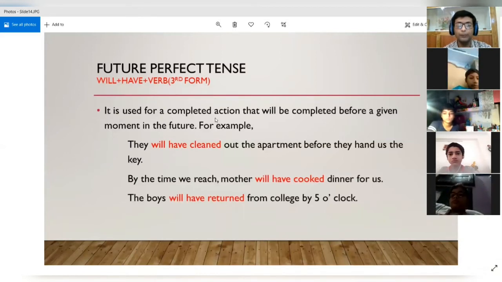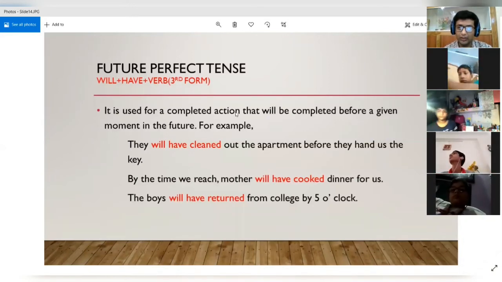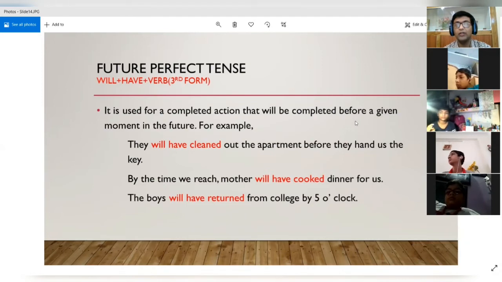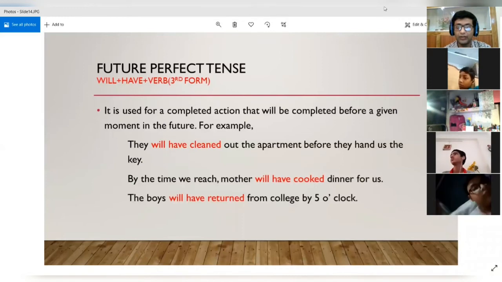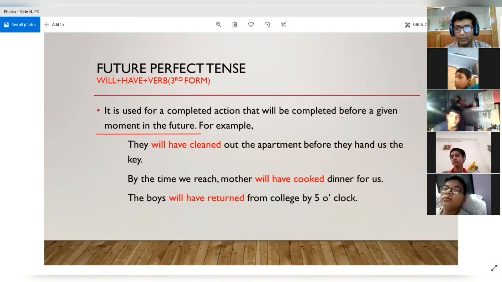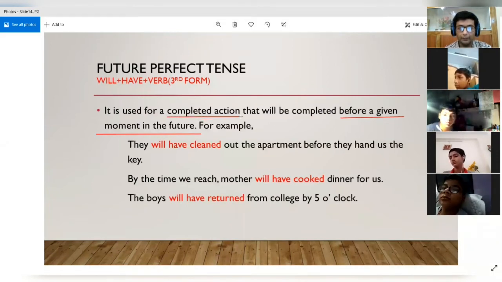It is used for a completed action that will be completed before a given moment in the future. All right. We already know that perfect tenses are always used for actions that are completed. So it is also used for a completed action, but that action will be completed before a given moment in the future. So a moment in the future is given and that action will be completed before it. So this is very important, right? Before a given moment in the future, that action is already completed.